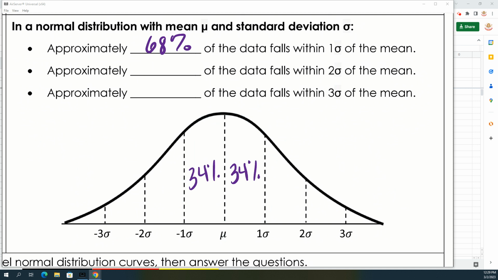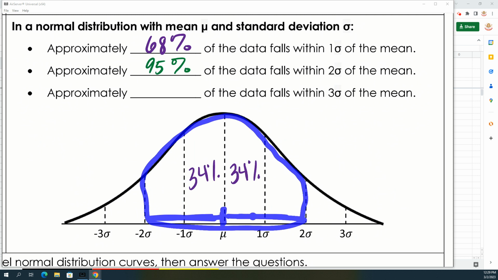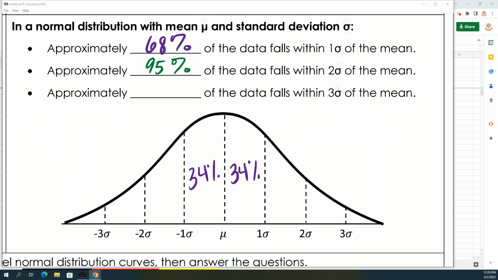Right? And approximately 95% of the data fall within two standard deviations of the mean. All right, so if the mean is here, we have 2 standard deviations to the left, 2 standard deviations to the right. So all of this percentage should add to equal 95. So this is 68. So that leaves 13.5% on each side of 34. All right, so all of those percentages add up to being 95%.